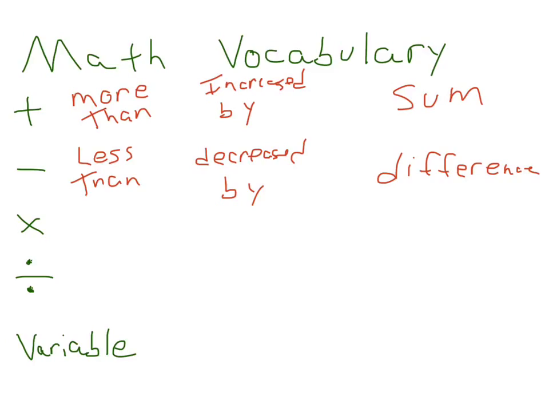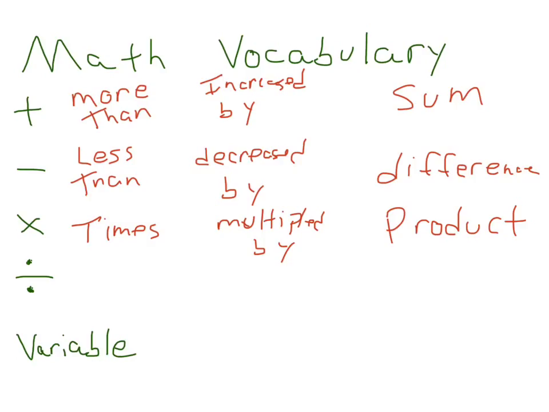Okay. How about multiplication? Multiplication, we're going to be looking for times or multiplied by. And the answer to a multiplication problem is called the product. Division, we're going to be talking about divided by, and then the answer to a division problem is called the quotient.